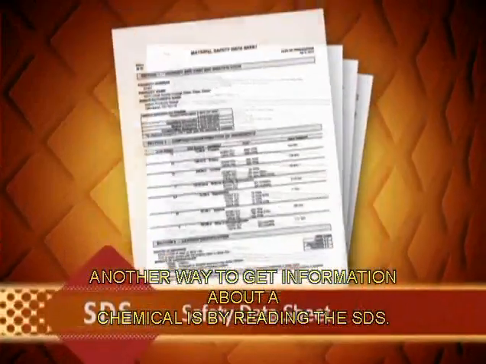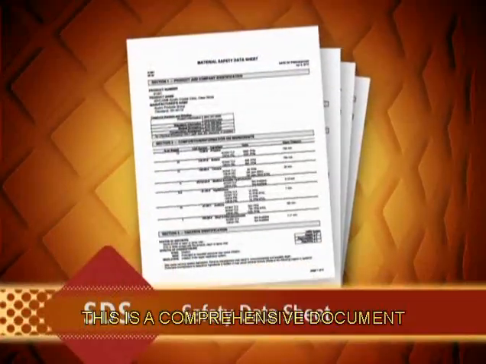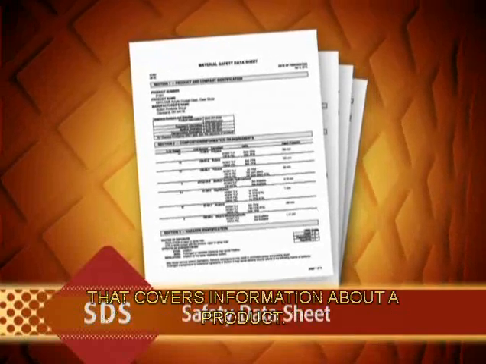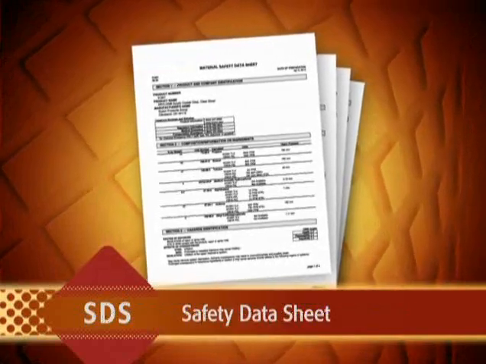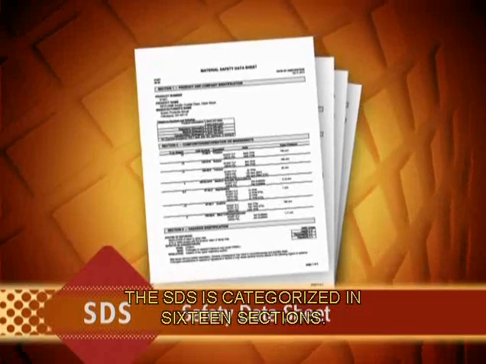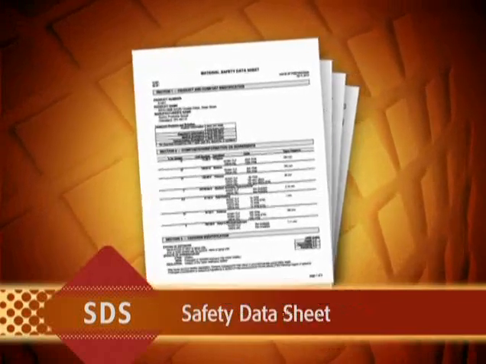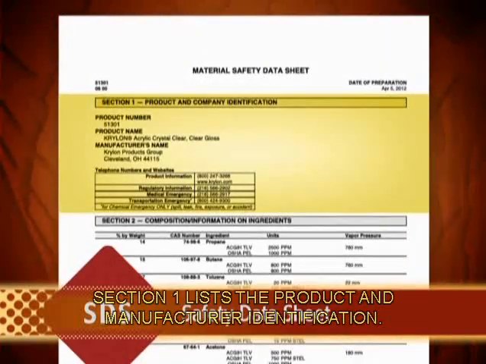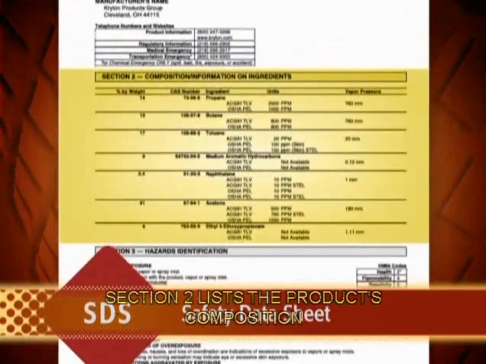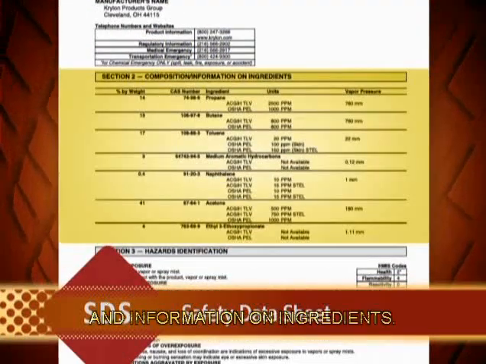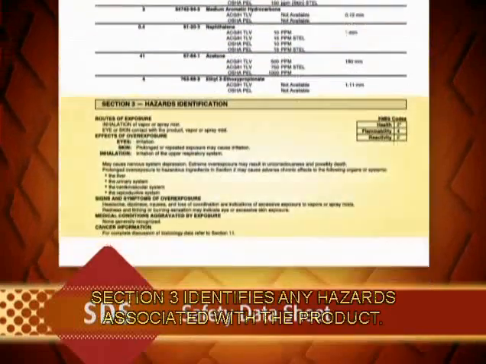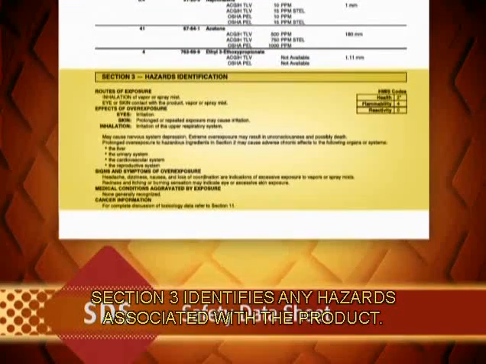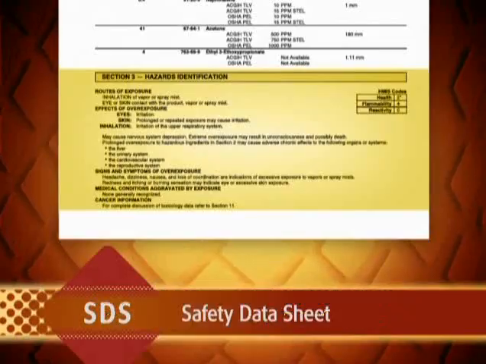Another way to get information about a chemical is by reading the SDS. This is a comprehensive document that covers information about a product. The SDS is categorized in 16 sections. Section 1 lists the product and manufacturer identification. Section 2 lists the product's composition and information on ingredients. Section 3 identifies any hazards associated with the product.